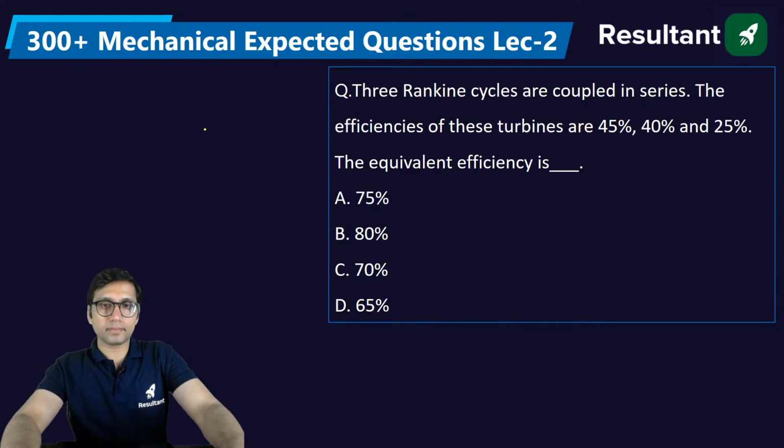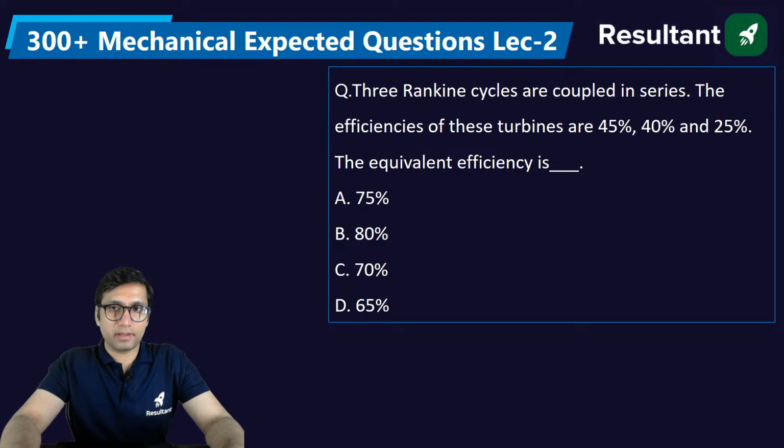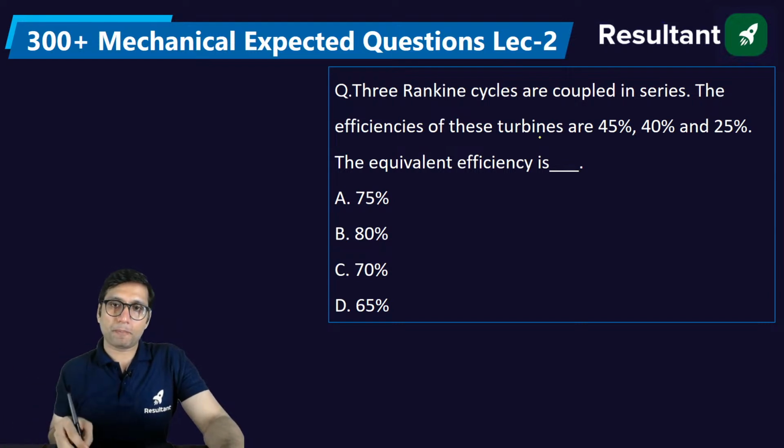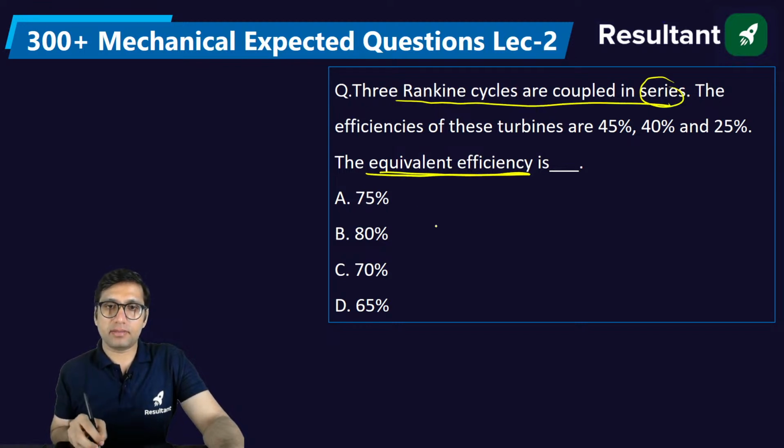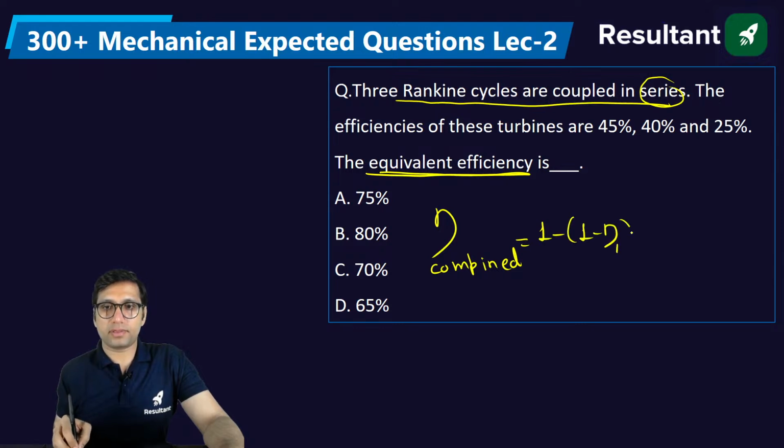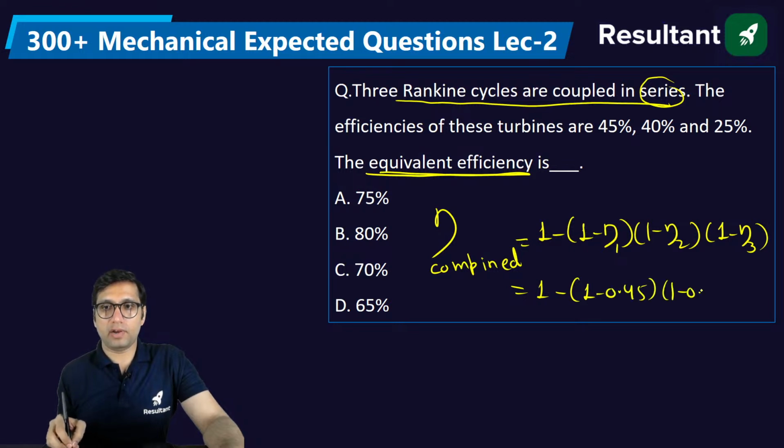Okay. 3 Rankine cycles are coupled in series. Efficiency of these turbines are 45%, 40% and 25%. Equivalent efficiency you have to determine. If there are 3 cycles in series and you have to find the combined efficiency, then the formula is 1 minus (1 minus efficiency of the first cycle) into (1 minus efficiency of second) into (1 minus efficiency of third). Just put all the efficiencies which are given: 1 minus 0.45, 1 minus 0.40, 1 minus 0.25.